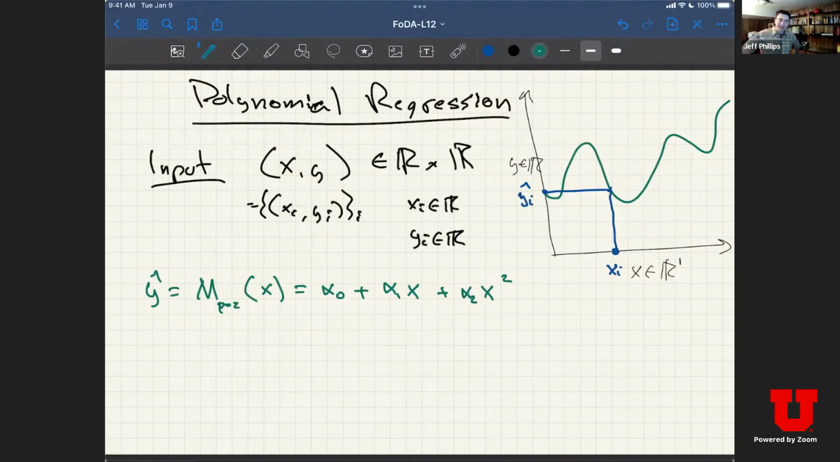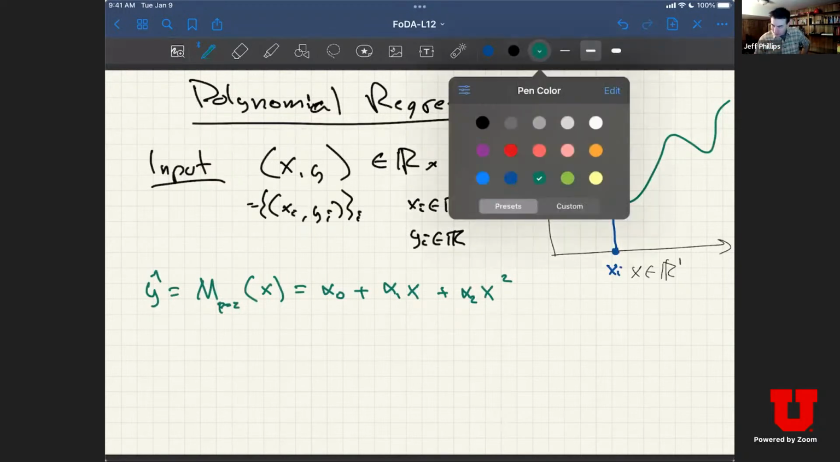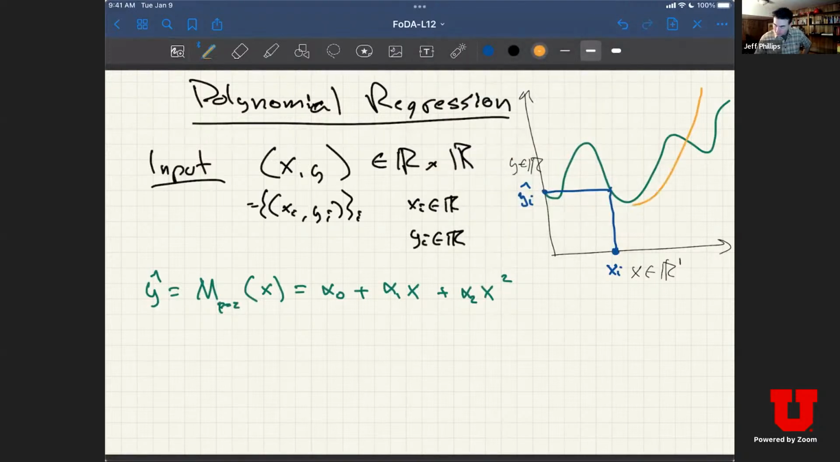This model is not complicated enough for the green curve I drew over there. A degree 2 polynomial looks like some form of a parabola. But if I increase the degree, in general, so if instead, I should have swapped the green and the orange colors here, but if I instead wrote, let me write this over as red.